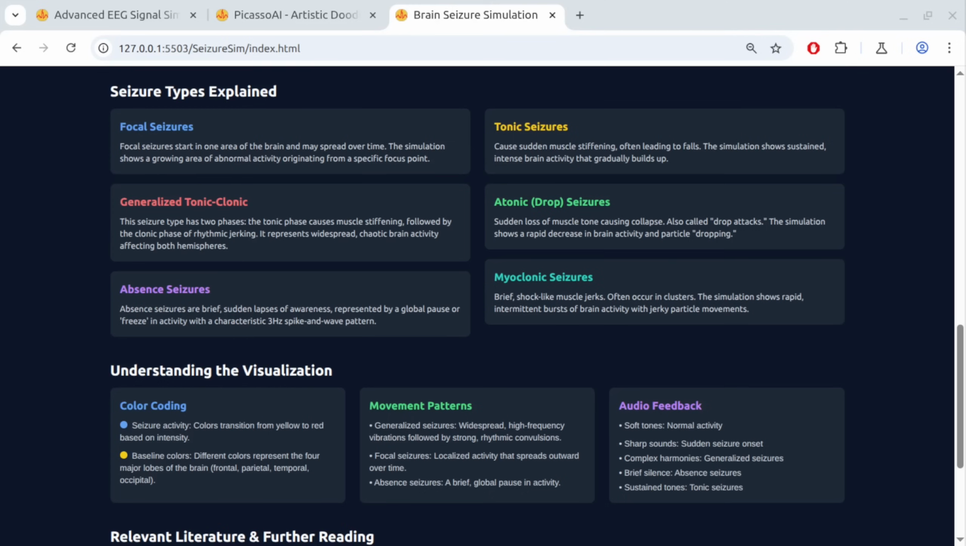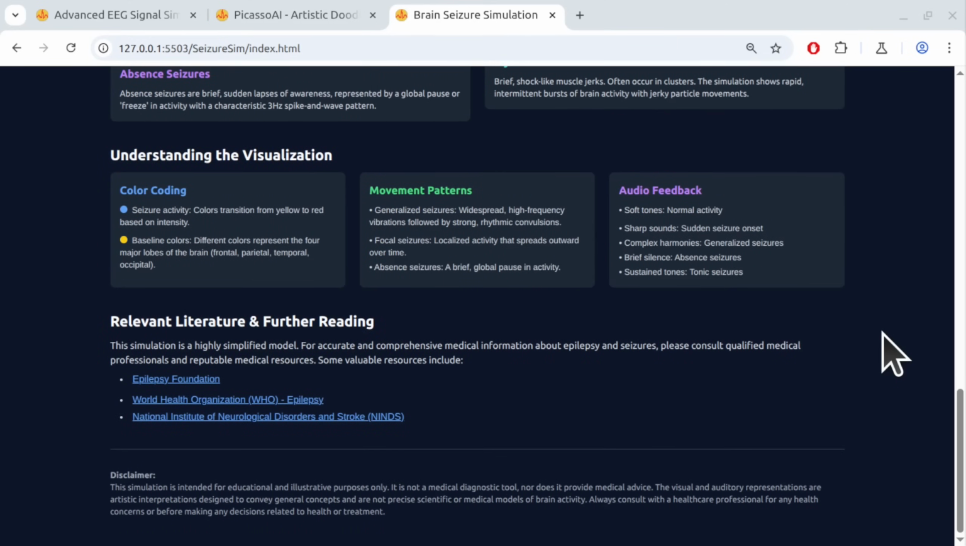The disclaimers, the big bold warnings that come with this tool. Right. Because after all this design, the colors, the sounds, the careful labels, they hit you with some very, very strong caveats about what this thing isn't. Oh yeah, they are extremely clear. No ambiguity here. It says right there, this simulation is a highly simplified model, full stop, and then, it is not a medical diagnostic tool, nor does it provide medical advice.